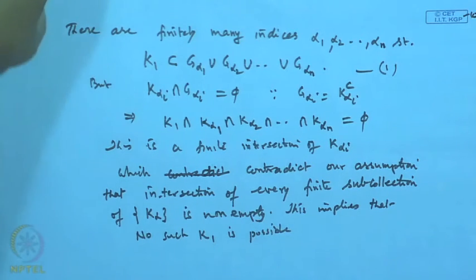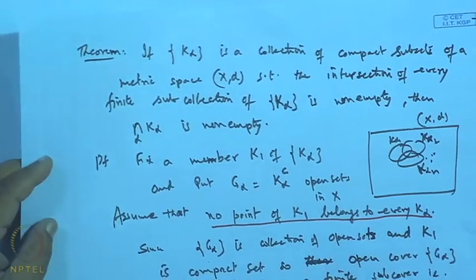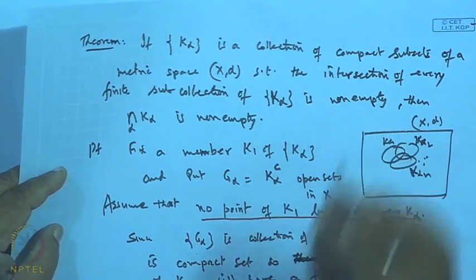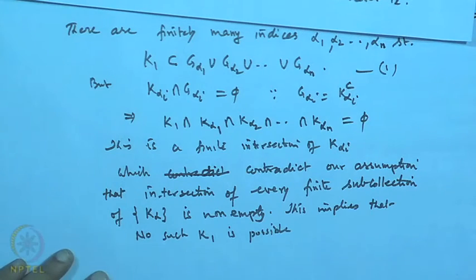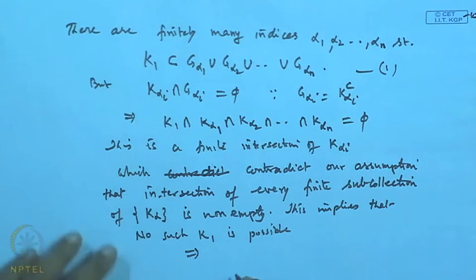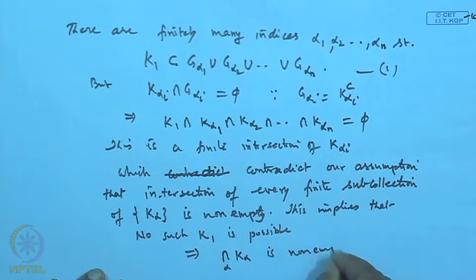It means that whenever you take a point, it belongs to at least one of them; at least it will belong to all of that alpha. That is what is being said. So this is only possible if the arbitrary intersection of K alpha over alpha is a non-empty set, because our assumption is wrong.